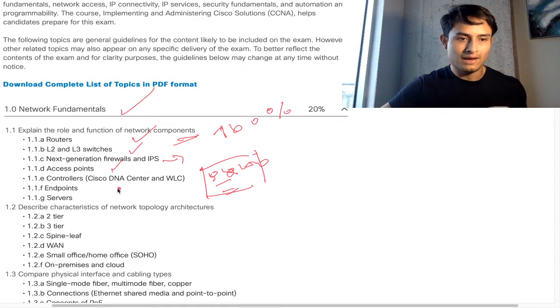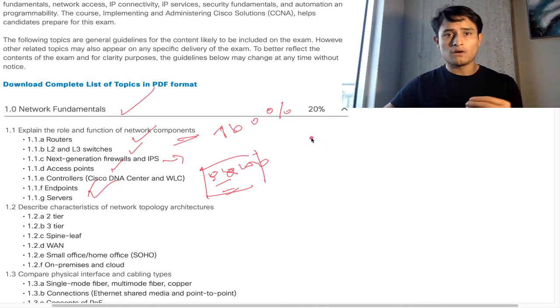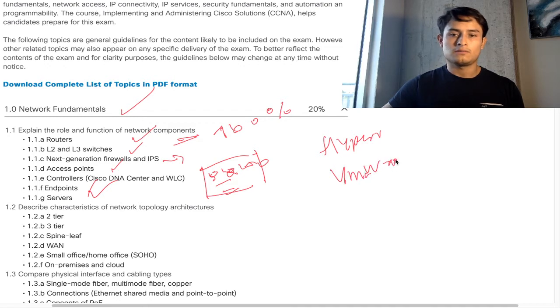Now endpoints, you just need to know what the endpoints are on a wireless network and on a physical network. Now servers, same thing. You need to know what they are, and be able to tell me some examples of servers. You need to know a little bit of virtualization, a little bit of Hyper-V and VMware, but not really that much. Now let's keep going here.